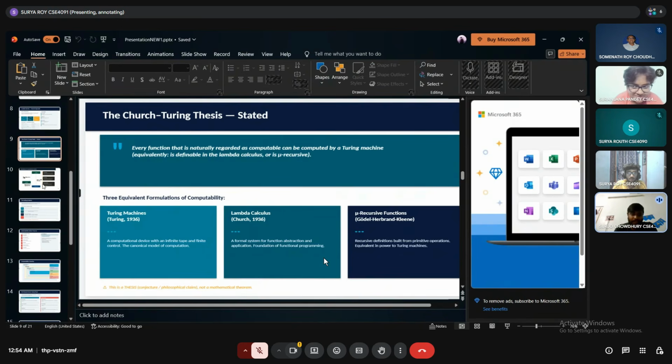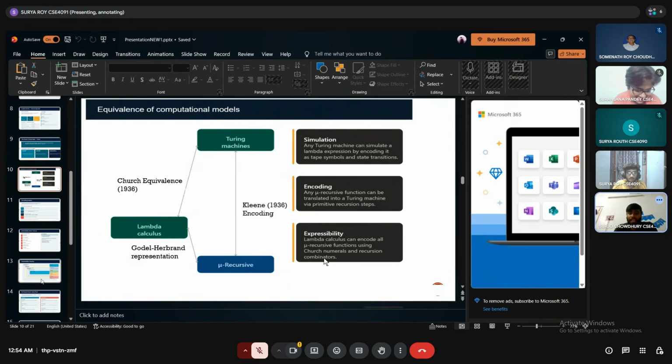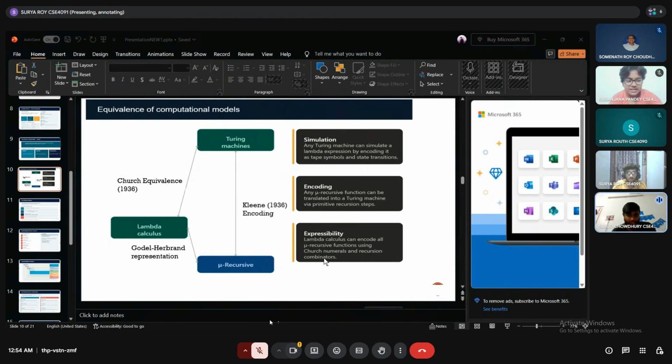Moving on to the next slide, we have equivalence of computational models. Now what we look at here is how all these three systems are interconnected with each other. Like the Turing machine is interconnected with lambda calculus by Church equivalence. Lambda calculus is connected with mu recursive functions by Gödel-Herbrand representation, and Turing machine is connected to mu recursive by Kleene encoding. What that means is that any function that is implemented through a Turing machine can also be done the same by lambda calculus, and we can get the same result.